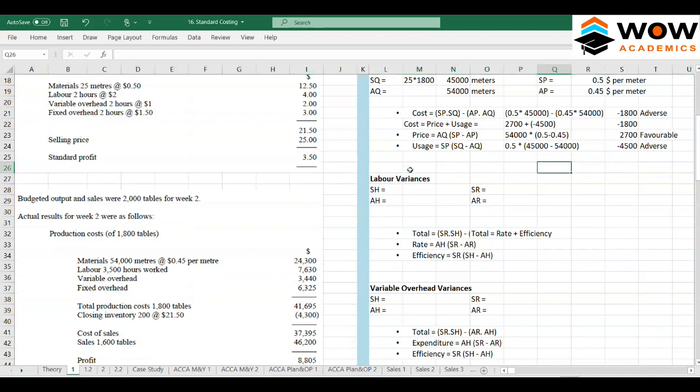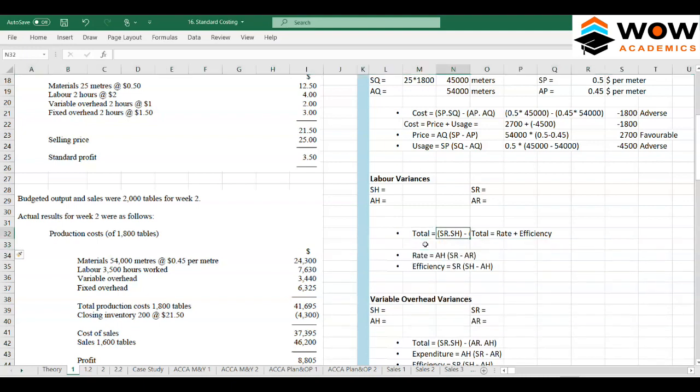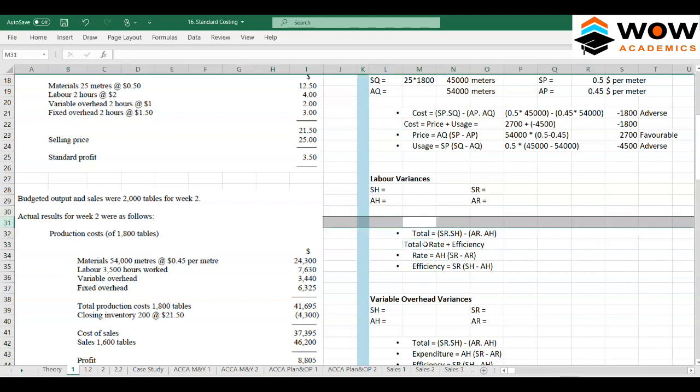So the next one is labor. Again we need these numbers: standard hours, actual hours, standard rate, actual rate. So 4 things we need here. And we have 3 formulas here: total, rate and efficiency, and one is just a proof. So first we will find out these and get the answer.